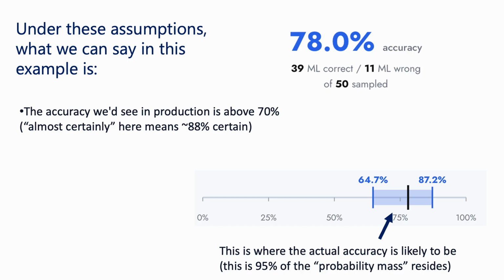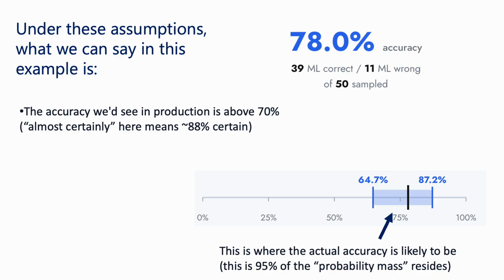In the example where we have only 50 data points and on 39 of them the classifier is correct and on the rest is wrong, we have an accuracy of 78%. What we actually can say is that it's very likely that our customers are going to experience an accuracy that is between 64 and 87%. It's a wide interval, but that's what science says.